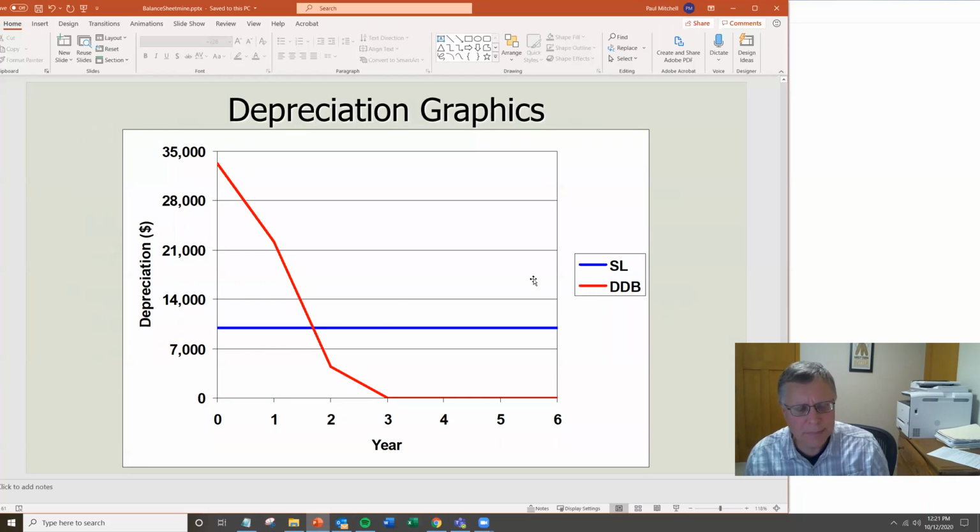So here's an example of these two methods applied to the same asset we just did. This is the amount of depreciation per year. Straight line was a constant value each year. With declining balance, we took 33,000 some the first year, and then it fell down real quickly, and then went to zero. So you can see the amount of depreciation claimed on taxes or for tracking the value of the asset is huge in the double declining balance, and then it quickly falls off to nothing, whereas straight line is constant all the way across.